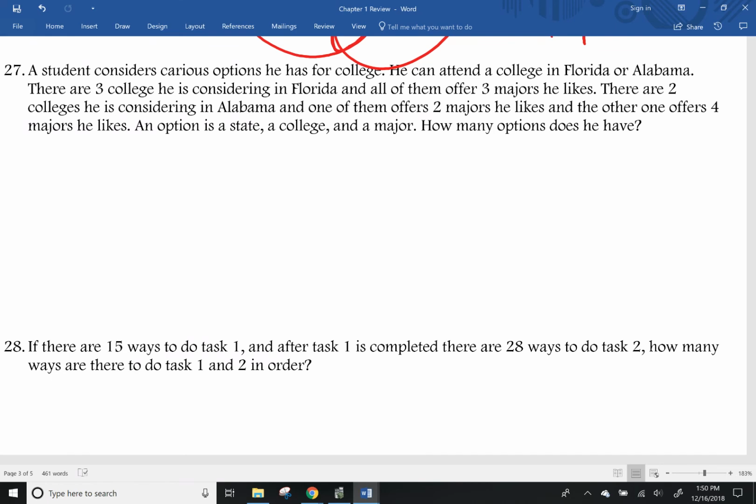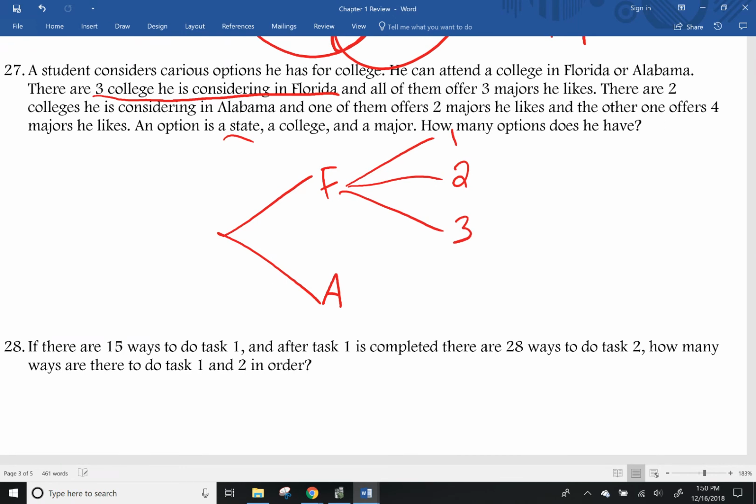So if you just draw out a tree diagram, you'll be able to count how many total extensions there are. His first choice is a state. So he has 2 states to choose from, Florida or Alabama. Once he's chosen a state, he's going to choose a college. There are 3 colleges in Florida he's considering: 1, 2, 3. And there are 2 colleges he's considering in Alabama: 1, 2.